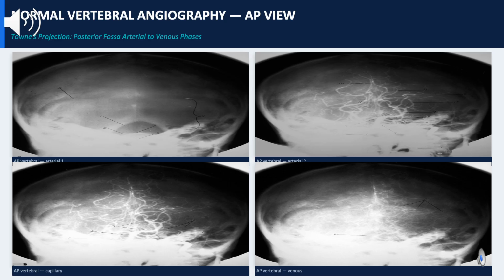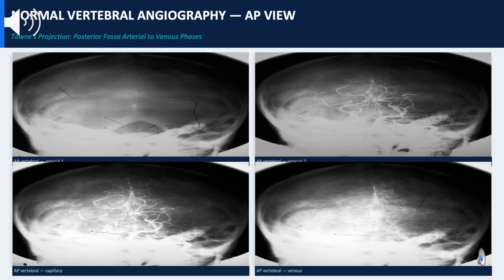The Townes projection positions the posterior margin of the foramen magnum at the top of the image, the posterior clinoid and dorsum sellae in the midfield, and the posterior fossa as the primary area of interest. The transverse sinuses mark the boundary between the posterior fossa and the supratentorial region. Structures above this line during vertebral injection represent posterior cerebral artery branches, not cerebellar vessels.